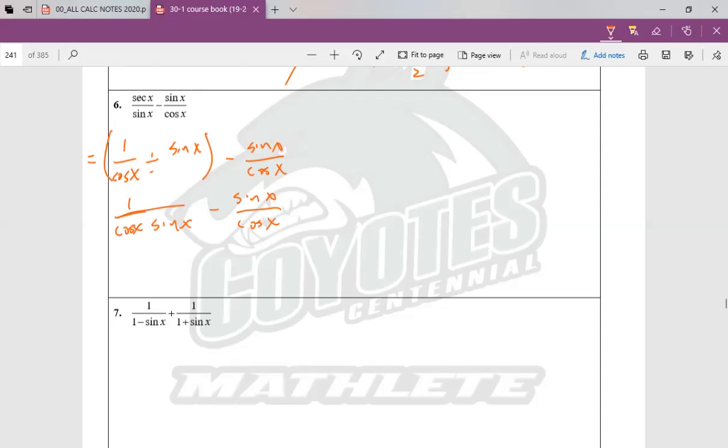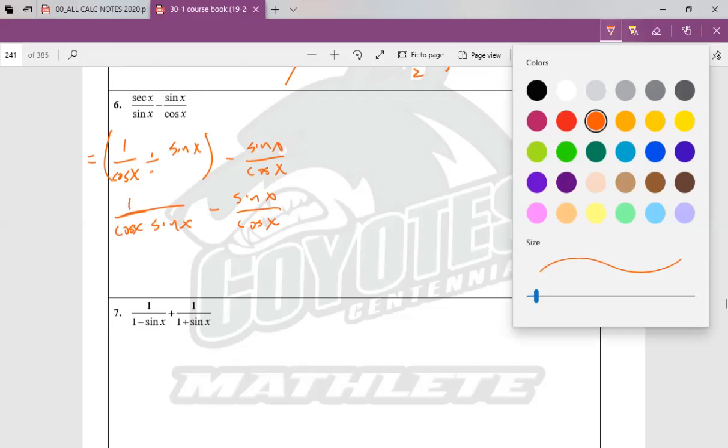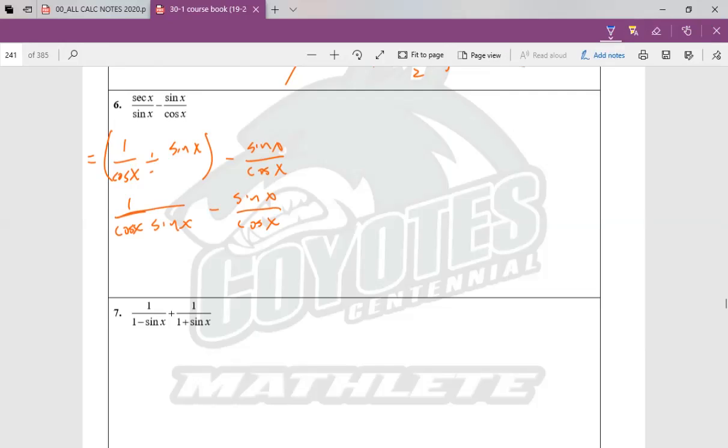So we need a common denominator between those two things. That second term is missing a factor of sine x downstairs, so we need to multiply by that up and down. This is going to tidy up really nicely. We've got 1 minus sine x times sine x. Remember that that means sine squared x, divided by cos x sine x.